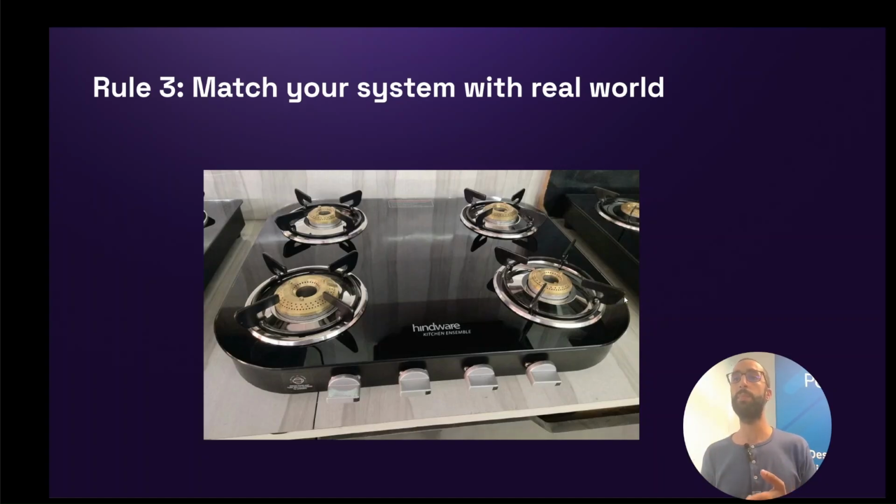Rule number 3: match your system with the real world. This is an example we have all seen maybe in some home, and it is very difficult to know which switch will turn on which light, because there is no indicator that says this one is for this one or that one is for that one, and you always need to figure it out. So in your designs, make sure your system matches how the user perceives things, the user's brain's perceptions.